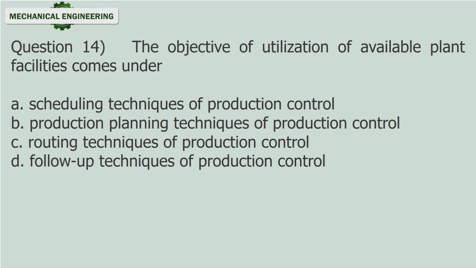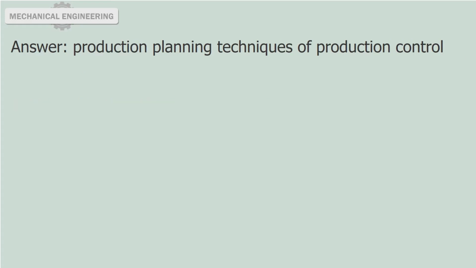Question 14. The objective of utilization of available plant facilities comes under A. Scheduling techniques of production control. B. Production planning techniques of production control. C. Routing techniques of production control. D. Follow-up techniques of production control. Answer: production planning techniques of production control.